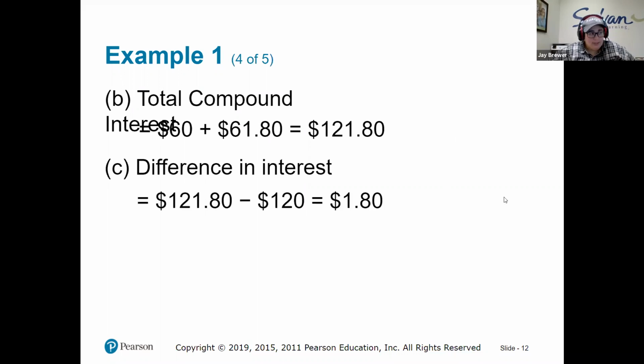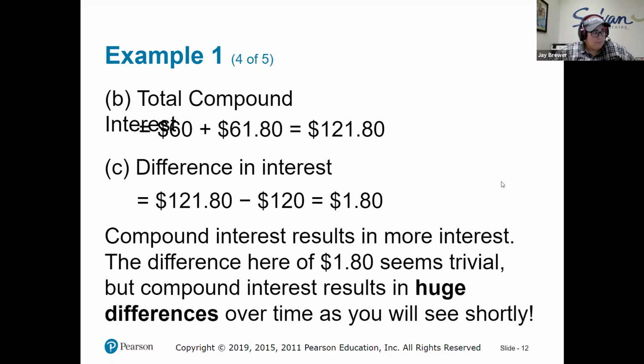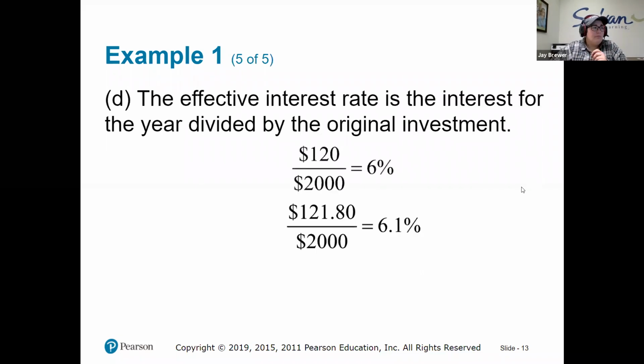So here the difference is not that much. It's $1.80. But you can see that if you had more money and or more time, that small difference can get very big very quickly, right? Okay. It would basically be an exponential problem because it is. All right, the effective rate is found as 6.1%.